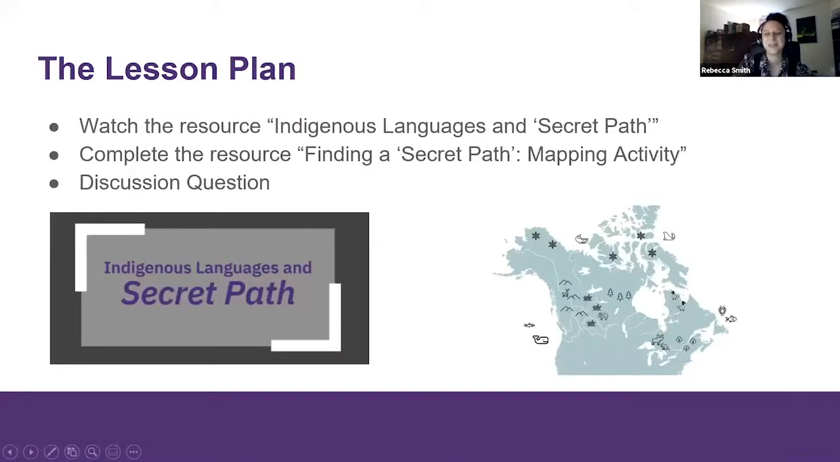All right, so the lesson plan for today is for all of you to actually take on the role of students. So you can take your teacher hats off, put on your student hats, and today we are going to be completing a few activities. So first off, we're going to watch a Learning Bird resource, which is called Indigenous Languages and Secret Path. After that, we'll be completing another resource which accompanies the first, called Finding a Secret Path Mapping Activity. And then we'll complete a discussion question from that activity. So we'll be doing the first part of the mapping activity. The second part is a series of discussion questions and reflection questions, which unfortunately we won't have time for today, but we'll be able to get in one of those. After that, we'll have some time to debrief and discuss the activity as a whole. This is going to be our plan. So I'm going to switch on over to the video at this point.